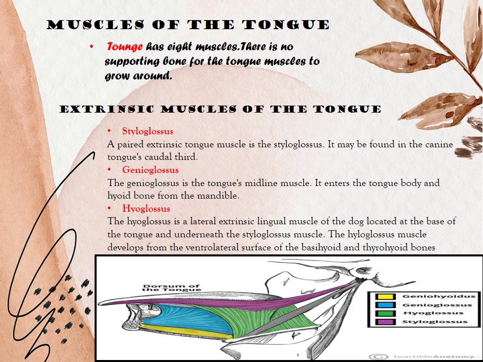Tongue has 8 muscles. There is no supporting bone for the tongue muscles to grow around. Tongue muscle is a flexible muscular organ situated in the floor of the oral cavity.